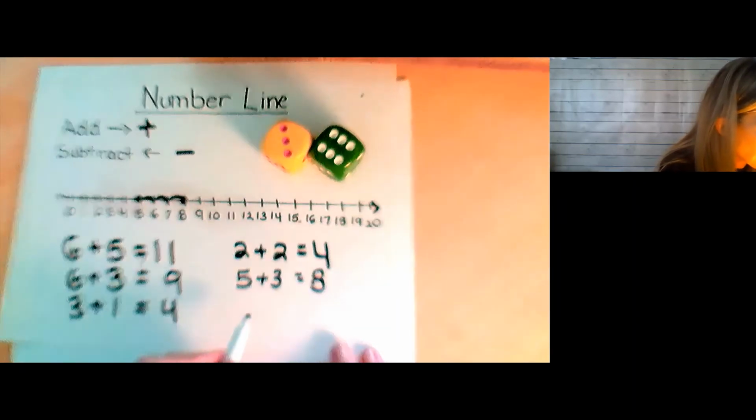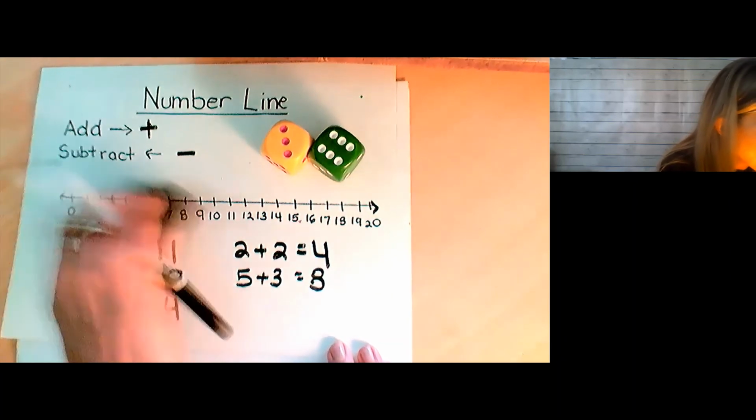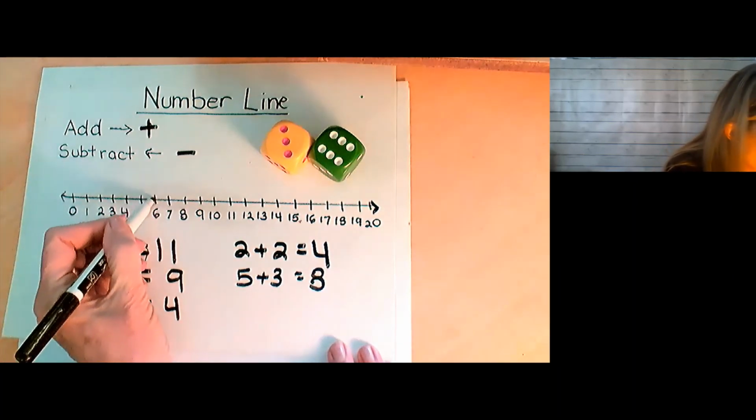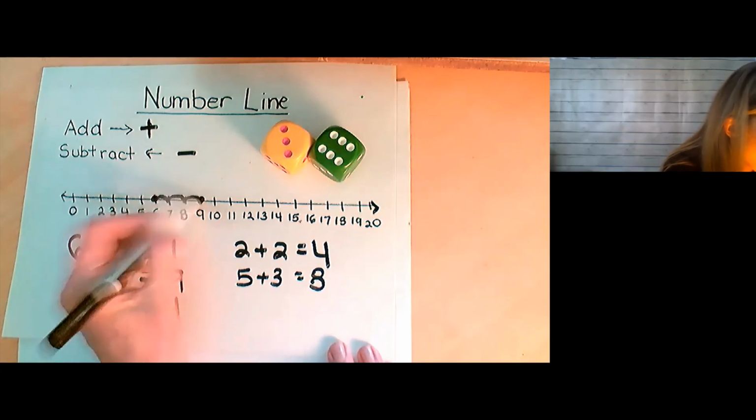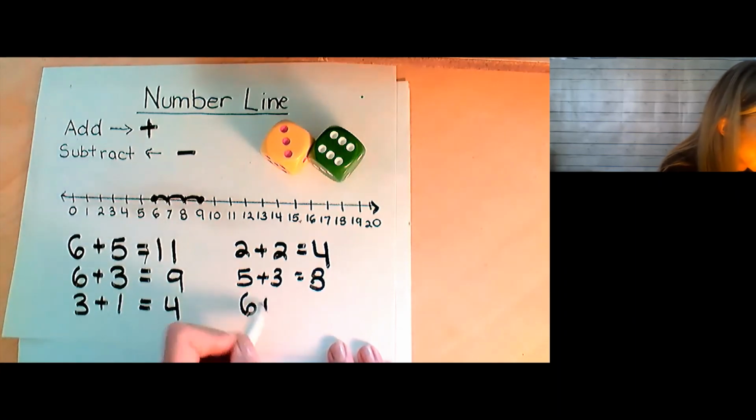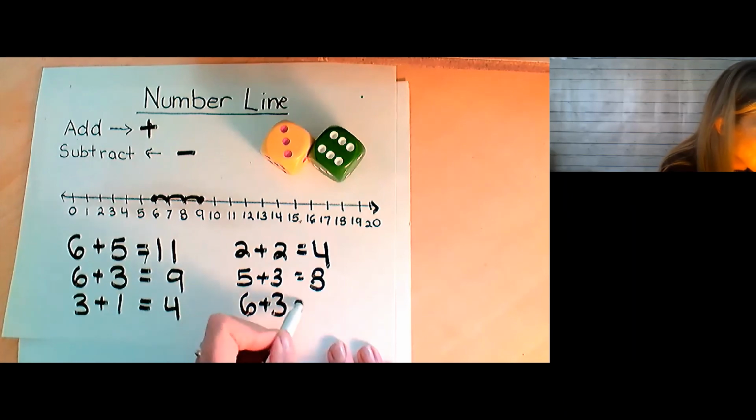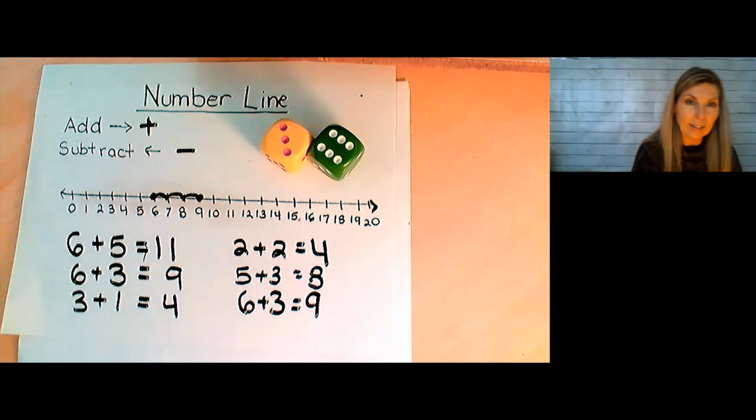Ooh, 6 and 3 this time. Which number is bigger? 6. And we're going to jump 1, 2, 3, and we land on 9. So 6 plus 3 equals 9.